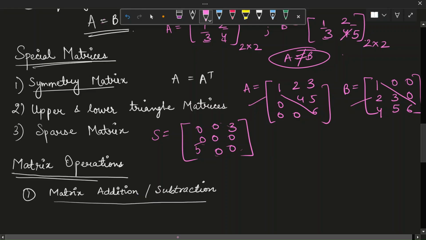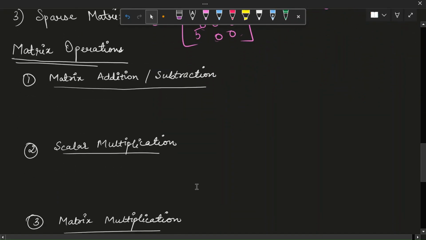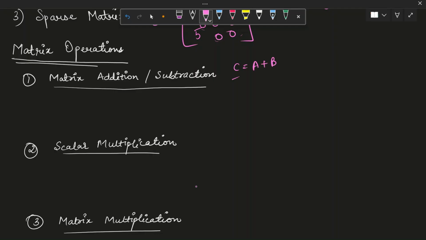Next we have matrix operations. Matrix operations are like the core of linear algebra and are used extensively in data science and machine learning. So we will be covering some basic operations that we can perform on matrices. Firstly is matrix addition or subtraction. Both work in a similar way. If we consider it like this or like this, the methodology to solve this will remain the same.